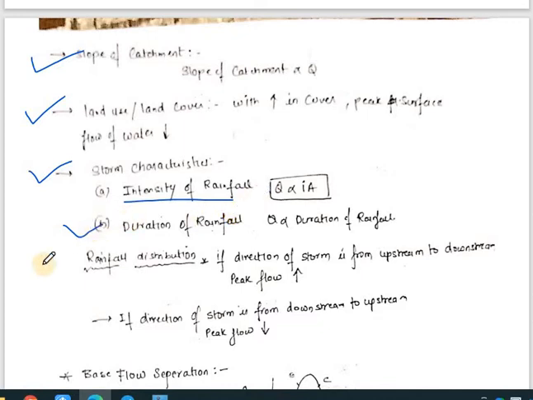Okay. Now rainfall distribution, this is also very important. Sometimes you must have seen that the rainfall distribution is not uniform throughout the area. It may happen that in a certain area there is more rainfall, and in a certain area there is less rainfall. So if the rainfall distribution is not proper, it will also somewhat affect the hydrograph.